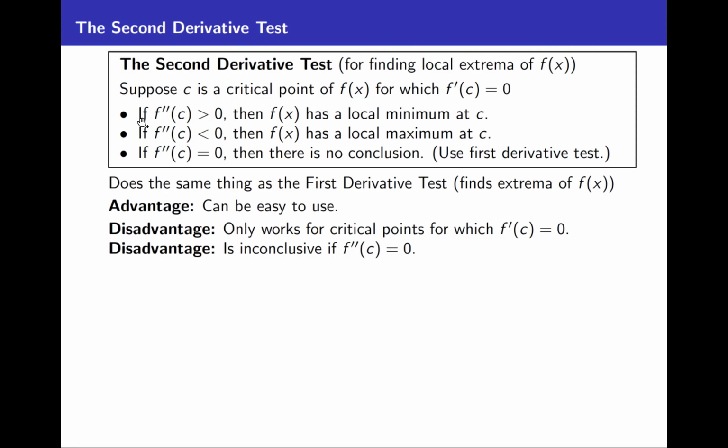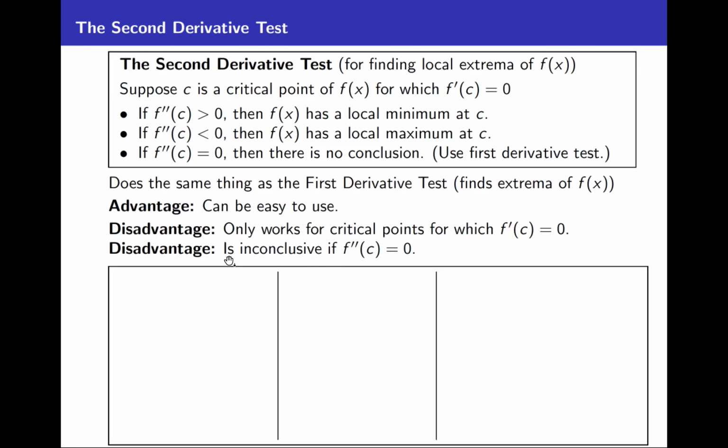I think you can see why you would make the conclusion about a local minimum and a local maximum based on the second derivative being positive or negative, looking at the pictures we saw in the previous slide. But why in the world would there be no conclusion when the second derivative is 0? I hope to convince you that that is the way it should be by giving you 3 examples.